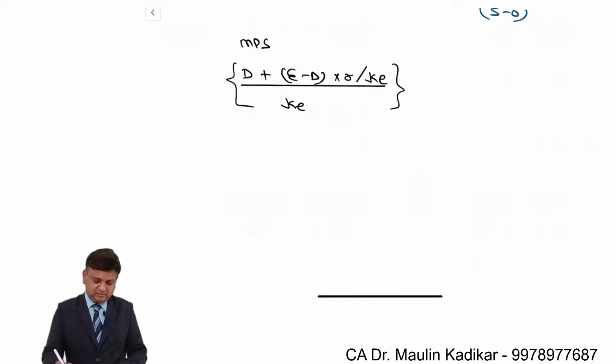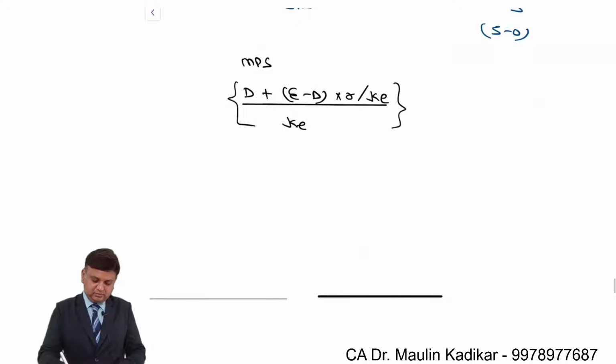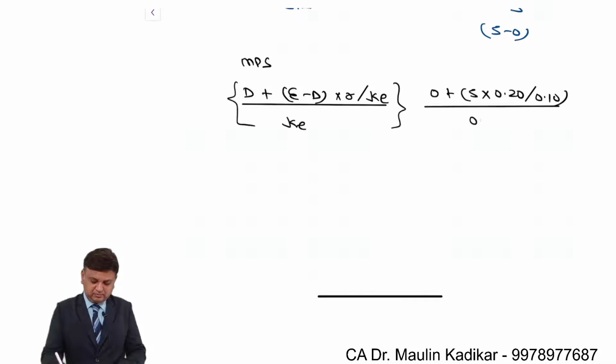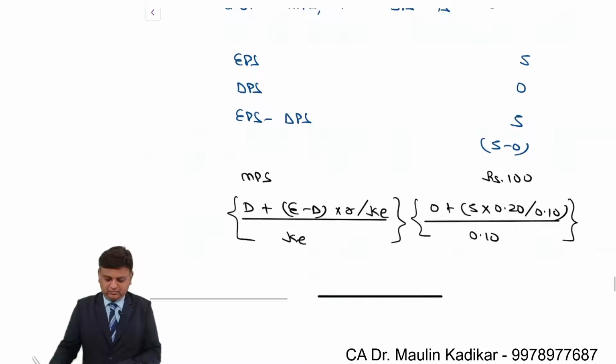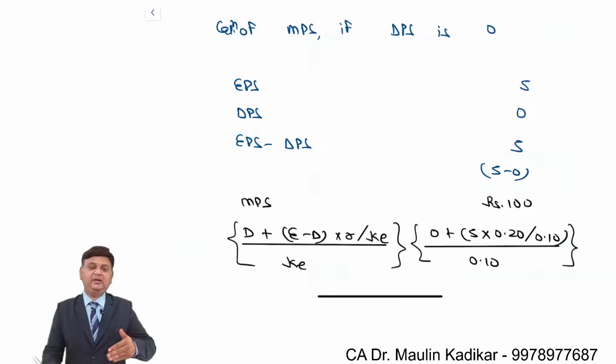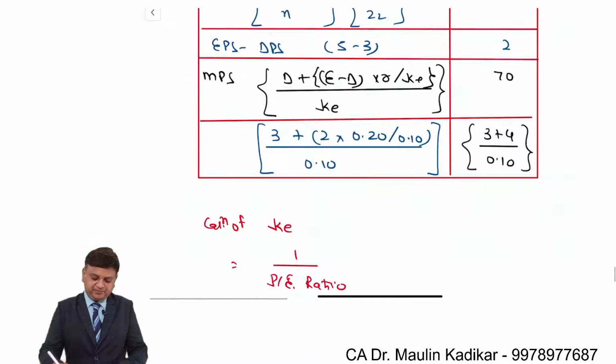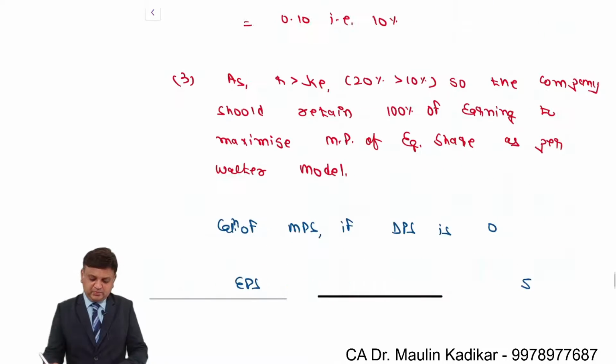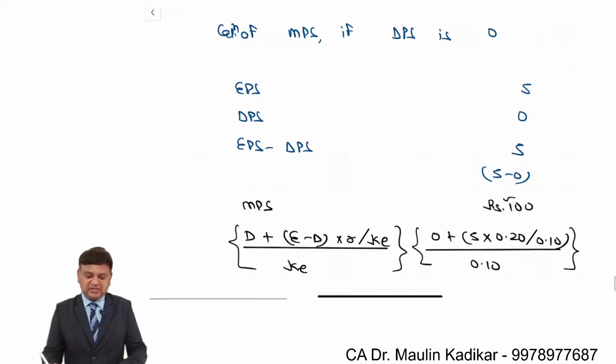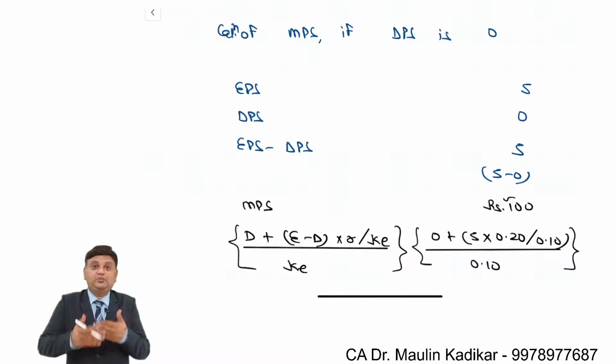That is a simple formula. Dividend is 0 plus 5 into 0.2 divided by 0.1, whole divided by 0.1. So the answer is very simple. It is 100 rupees. And we can see that by following the optimum dividend payout ratio, the market price of the equity share increases from 70 rupees to 100 rupees. That is the way we are required to substantiate and prove our answer.